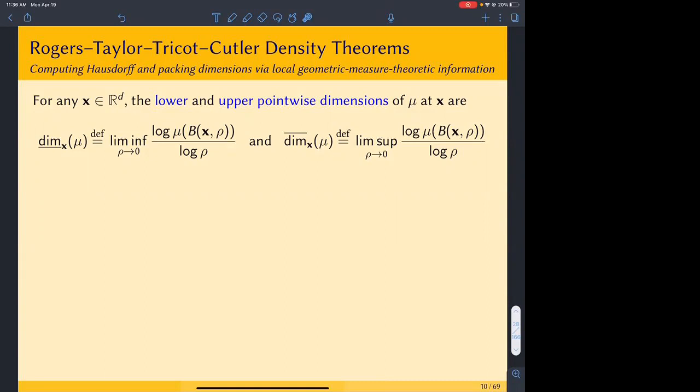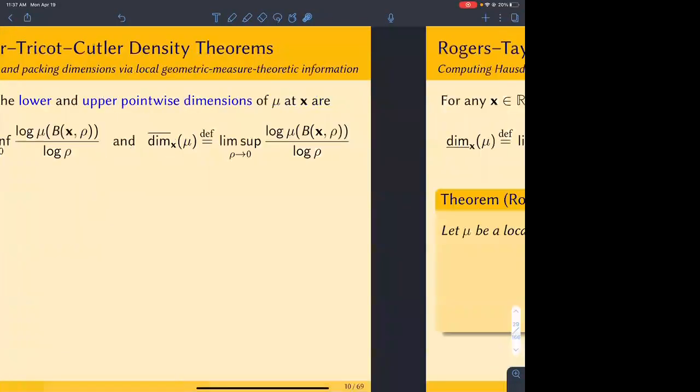So let me introduce the lower and upper pointwise dimensions of a measure mu. Mu is a locally finite Borel measure, let's say on R^d. The lower and upper pointwise dimensions of a measure mu at the point x are defined as written. This is the lim inf of this scaling, and this is the lim sup of this scaling. So you're measuring the rate of growth of a ball with respect to its radius as the radius goes to 0, as you're zooming in on the point.